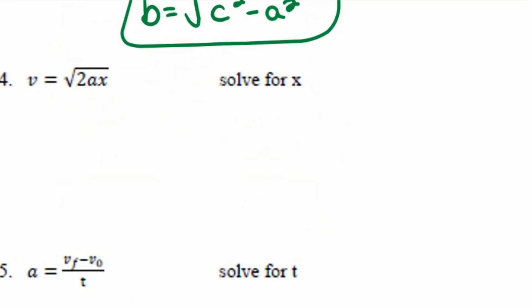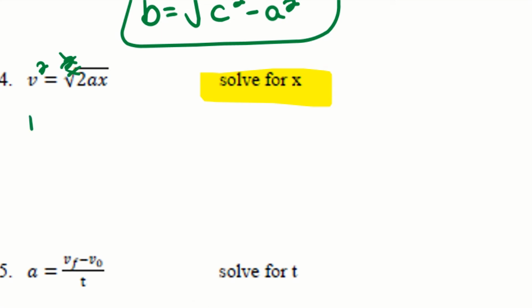Number 4, I'm solving for x. So here we have a square root. I need to get rid of the square root. So you're simply just going backwards. Okay, so you would get rid of the square root by adding a squared on both sides.